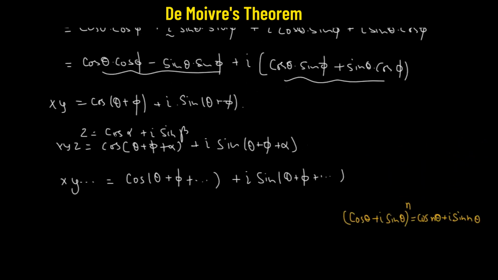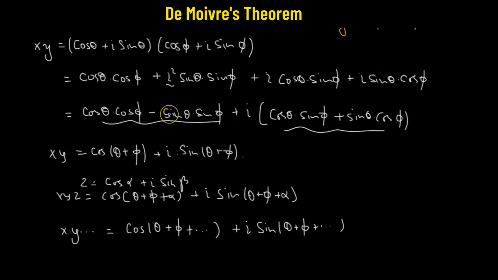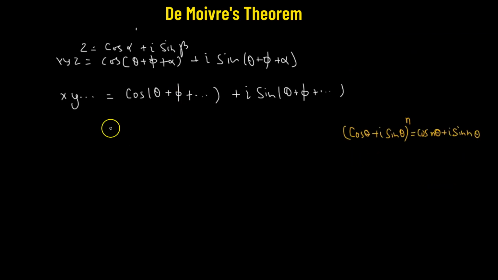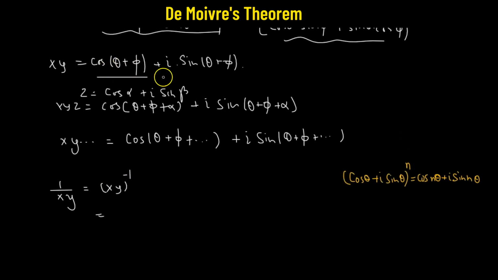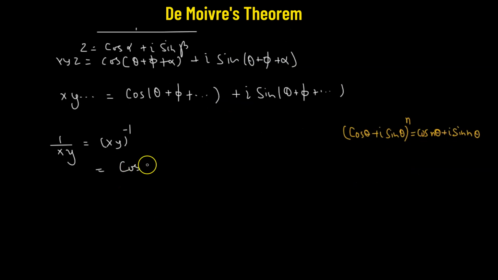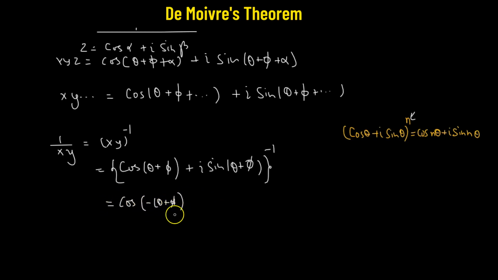Now in our case, we have to show that 1 over xyz, so we'll start with 1 over xy to keep things simple. We have 1 over xy, so this is equivalent to xy raised to the power of -1, and we have already obtained the value of x times y. This is the value, which is cosine of theta plus phi added to iota times sine of theta plus phi. Now this entire thing is raised to the power of -1. So here our n value is -1. So when we use De Moivre's theorem, we have cosine of negative of theta plus phi plus iota times sine of negative of theta plus phi.